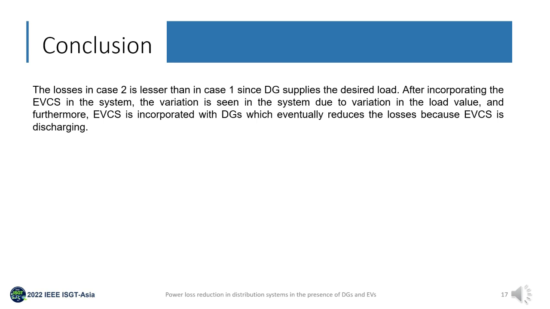After looking at every tabulation and graph, we have got to conclude a few things. The losses in case 2 are lesser than in case 1, majorly because DG is supplying the desired load. After incorporating the EVCS in the system, the variation is seen in the system due to variation in the load value, and furthermore, EVCS is incorporated with the DGs, which eventually reduces the losses because EVCS is discharging here.